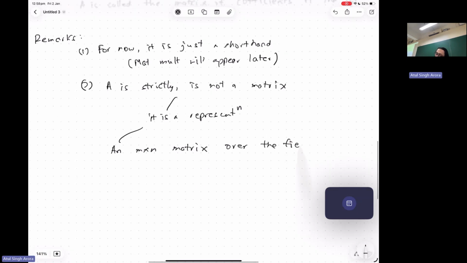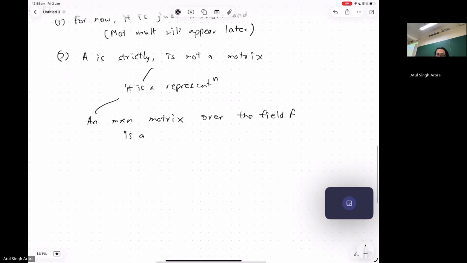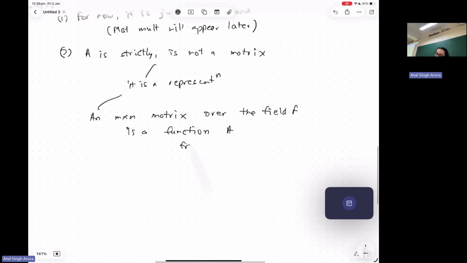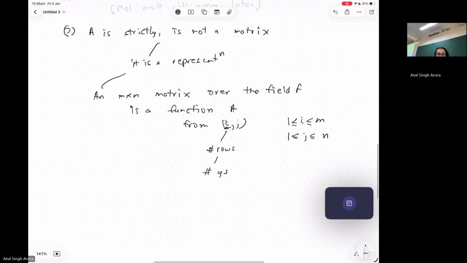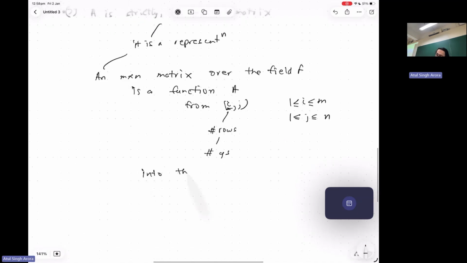An m cross n matrix over the field F is a function A from (i, j), where i is between 1 to m and j is between 1 to n. Because this was the number of rows, right? Number of rows, which was the number of Y's, right? Is that okay? Okay, into the field.